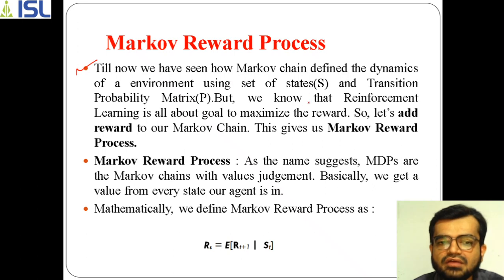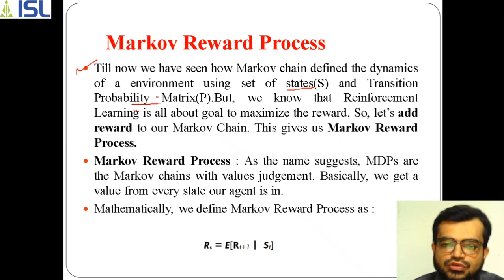So how are we doing it? We are using a set of states, because in a Markov chain a group of states will be there, and we also have a probability matrix. Using those states and transition probabilities, we are implementing the reward system into that process. Just now I said that reinforcement learning is to maximize the rewards, so we need to add the reward in the Markov chain. If you add the reward in the Markov chain, it becomes a Markov reward process. Simply, Markov chain plus reward is termed a Markov reward process.